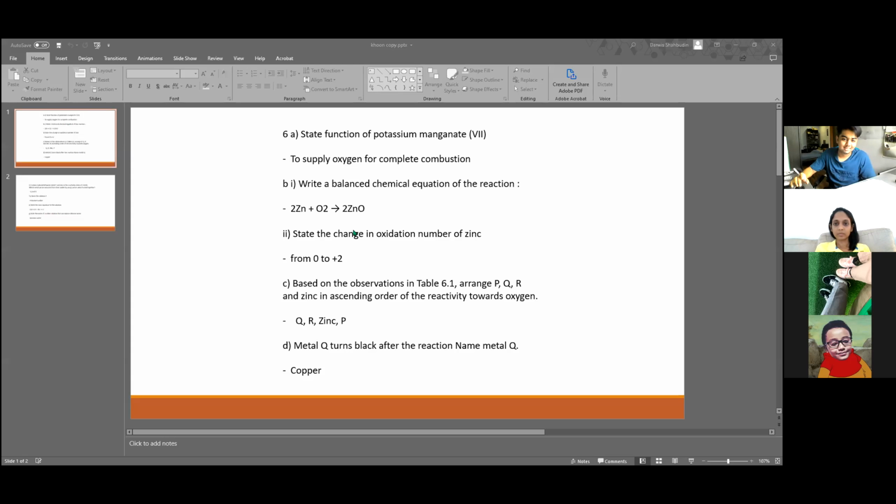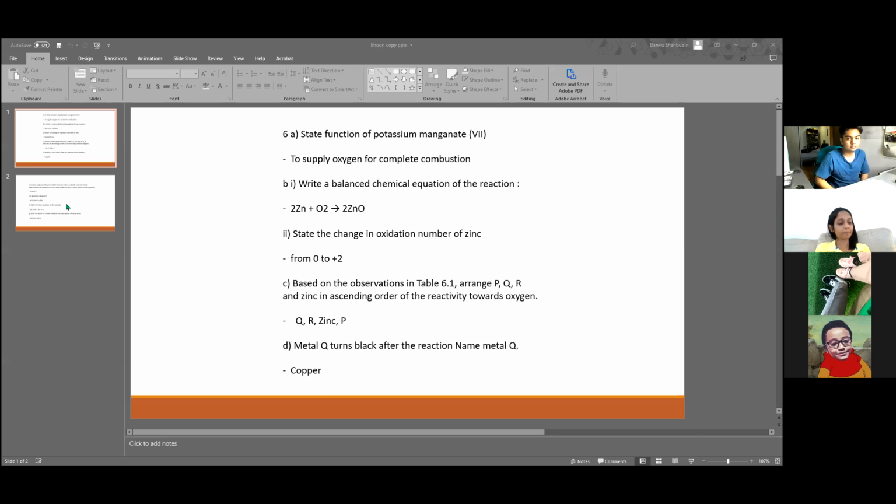Adam: Sorry, you're going too fast. I can't see. Okay, sorry. So they ask for ascending order of reactivity. It must be from least to most reactive. Based on the observations, they are only burning and glowing. Glowing must be the least reactive, while burning is the most reactive. They are also brightly and faintly on the observations, and obviously brightly is more reactive than faintly. So the arrangement is glow faintly, glow brightly, burn slowly, and burn brightly. So the answer must be Q, R, zinc, and P.